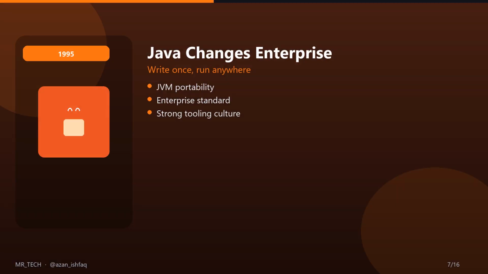Java arrived with a bold promise: write once, run anywhere. Through the Java virtual machine, the same bytecode could travel across machines with far less rewriting. Banks, airlines, telecoms, governments, and huge backends adopted Java because it was stable, scalable, and backed by a massive ecosystem. Garbage collection reduced entire categories of memory bugs. Strict structure helped large teams collaborate on long-lived codebases.